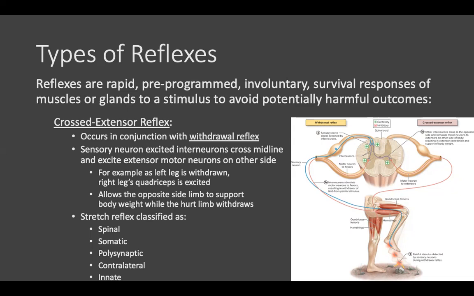Because if you were to just inactivate both legs, you would fall over. Or if you were to withdraw this leg and inactivate the other one, you would also fall over. So the idea here is that we have to allow the opposite limb on the opposite side of the body to take on the weight of the rest of your torso and your arms and legs on that side so that you do not fall over. So very, very important for that.